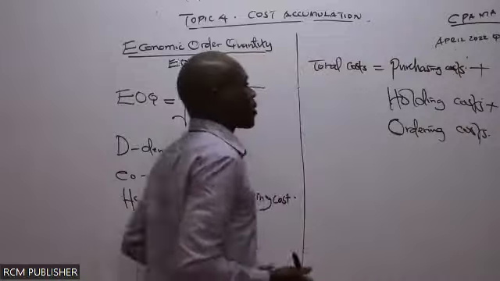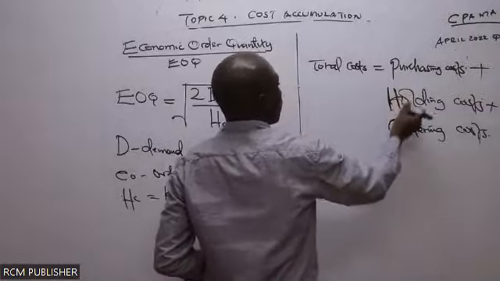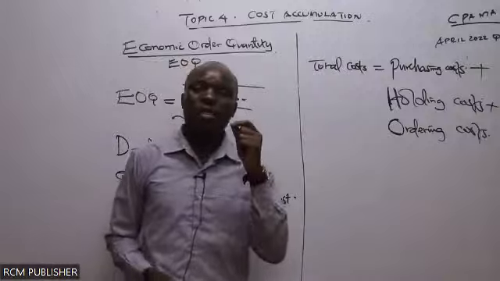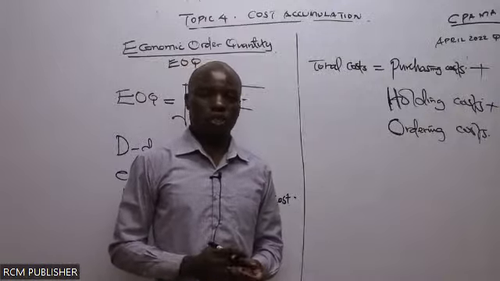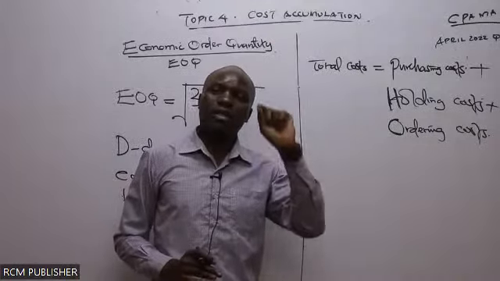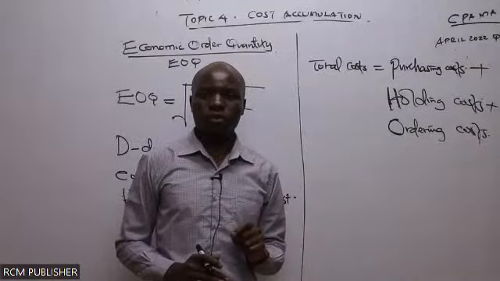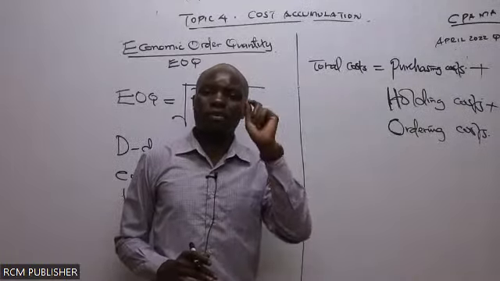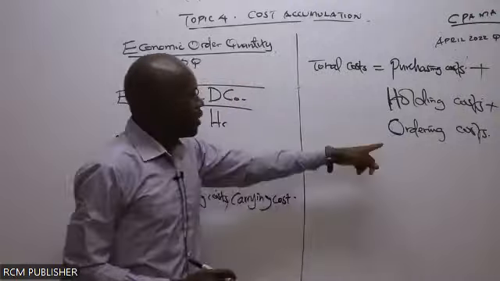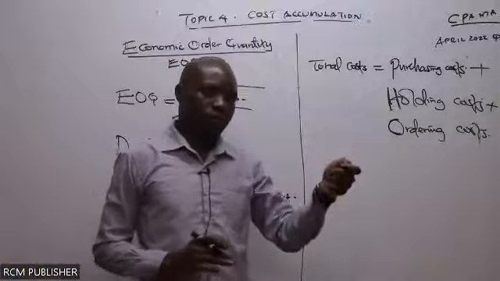Then this holding cost is the amount we are going to incur to store these goods in our premises, and therefore it is dependent on the number of units that you have in your store. But ordering cost is dependent on the number of orders you are going to make.